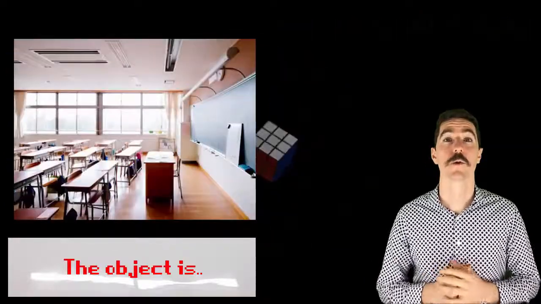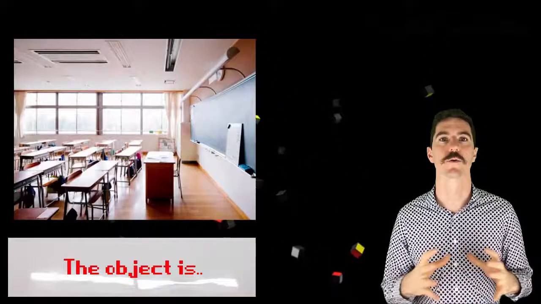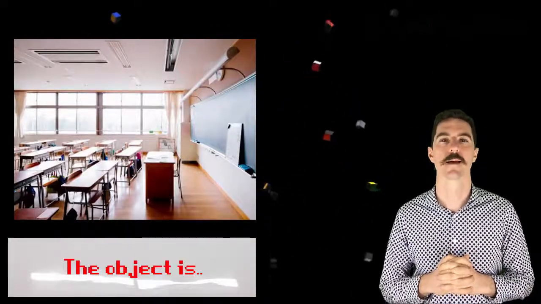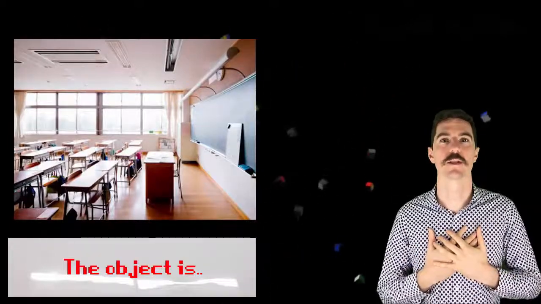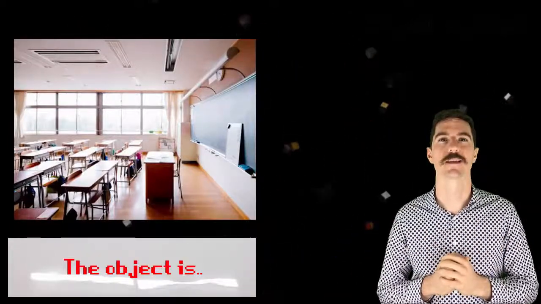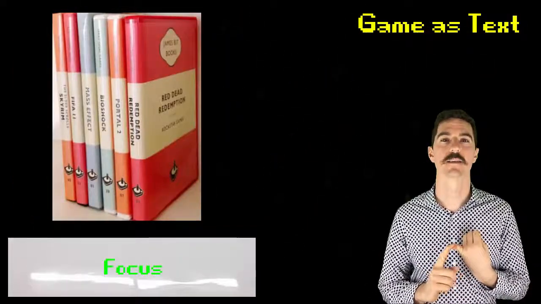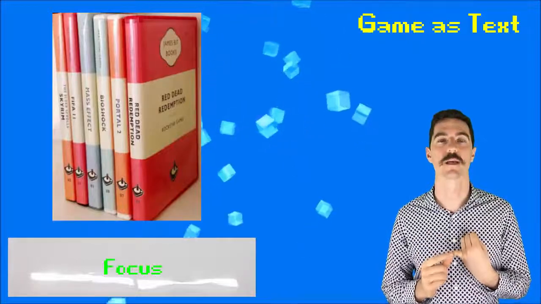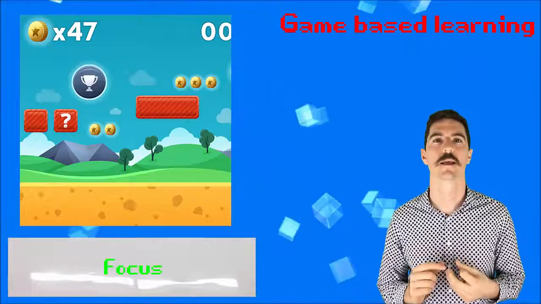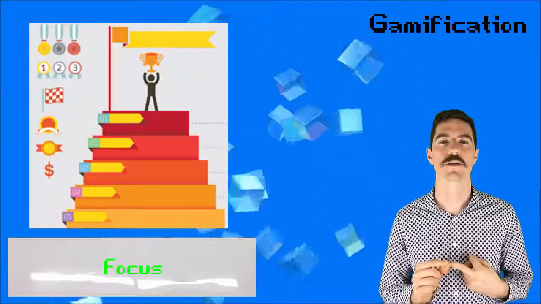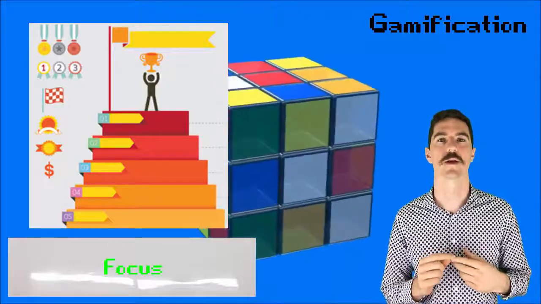Whereas for gamification, the object is the entire school, the entire class, or the group of students that you are working with. So the actual object being changed is the behaviors of the students, the behavior of the teacher, and the behavior of the way that the classroom actually functions. So the focus of each of these three: game as text, the focus is of course the game or the text. Game-based learning, the focus is on engaging students and making things more interesting. Whereas for gamification, the focus is on behavior and changing the way that students view and interact with the course content of a school.